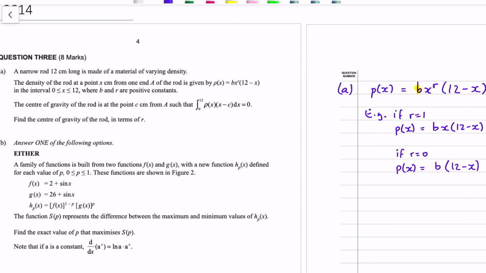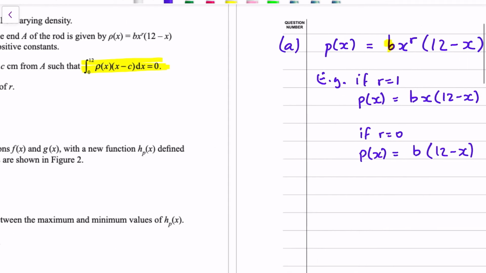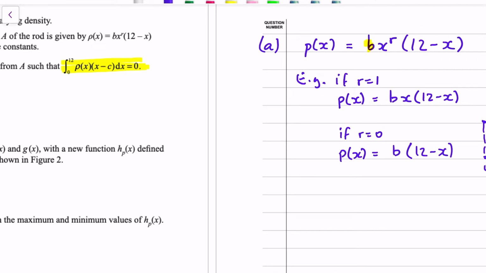We're talking about finding the centre of gravity of the rod in terms of r, so we should know how it relates to what r is. We're given this integral, and we need to make that integral equal to 0. We don't actually have to understand how this integral is formed or where it came from, although if you do some physics, you would know things like centre of mass calculations and torque calculations, and an integral is just a sum of things. So we're summing up the density times (x minus c), which is the difference between x and the centre, and we want all that sum to equal 0.